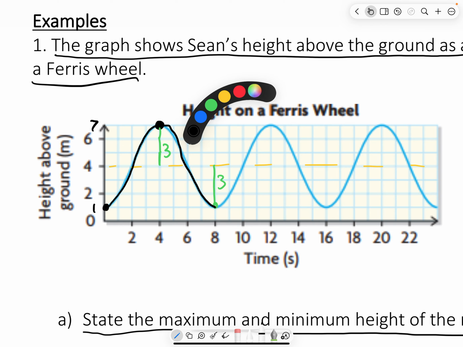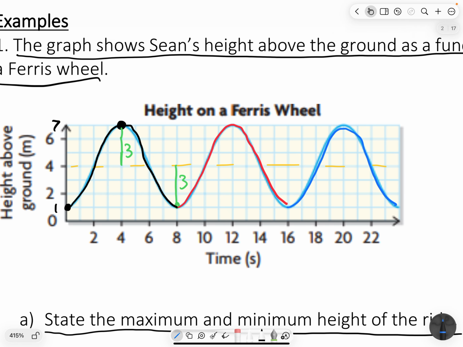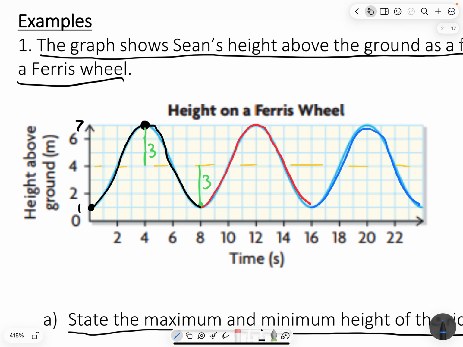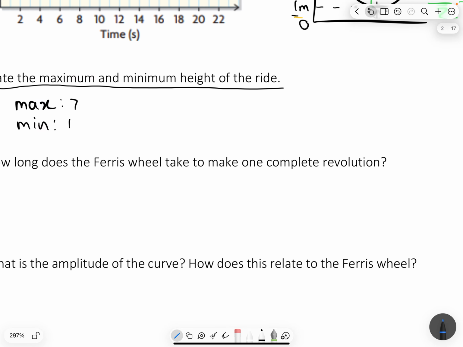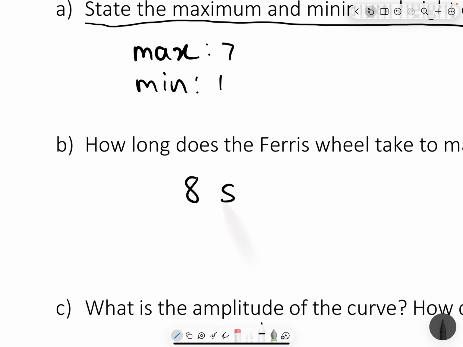As we could see here, I'll color these differently. This graph is the same as this graph, and this graph is the same as this graph. So they're all just copies of the black graph here. And from the black graph, we can notice that the black graph is 8 units long. So it takes 8 seconds for one entire revolution of the Ferris wheel. So we could say 8 seconds for this question. 8 seconds.